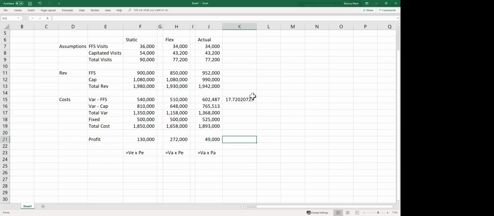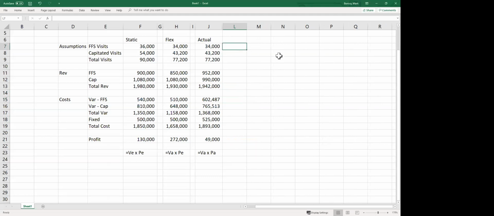Okay, so now we've created the flex budget. Okay, so then it asks what are the profit variance, revenue variance, and cost variance. All right, let me just hide this column. There we go. All right.